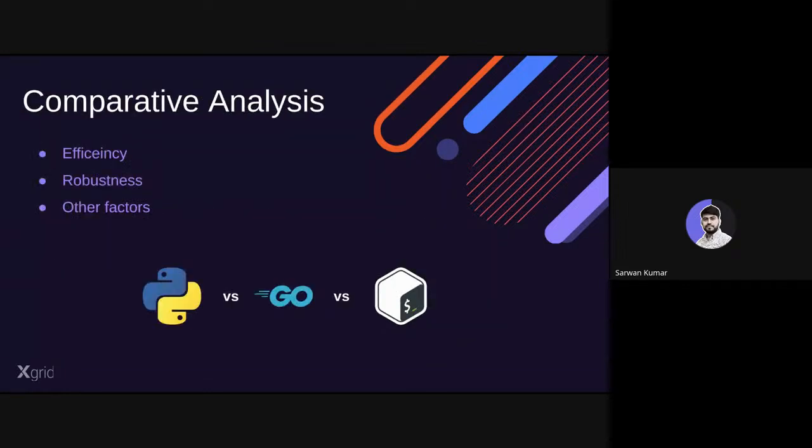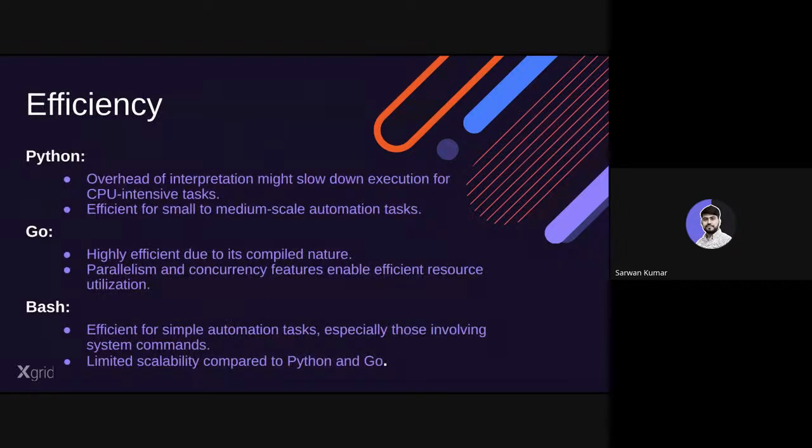So we will compare these three languages based on efficiency, robustness, and a few other factors. Efficiency covers how efficiently we can code our scripts or programs. In robustness, we will see how reliable our code is within each language, or how we can test that reliability of our code. The other factors will include third-party software or integration support, maybe platform support like that. So let's dive into efficiency.